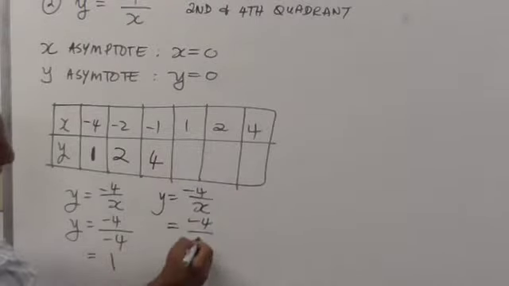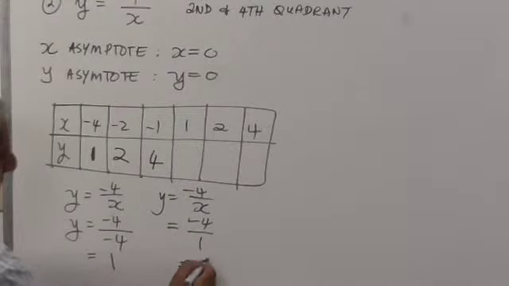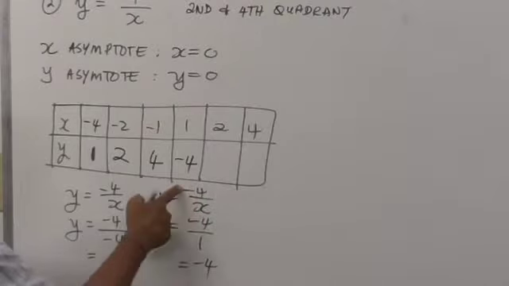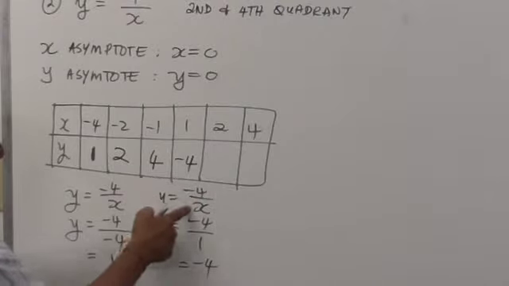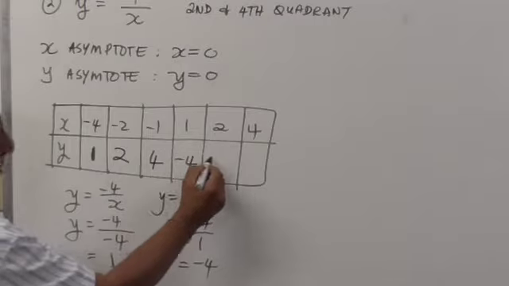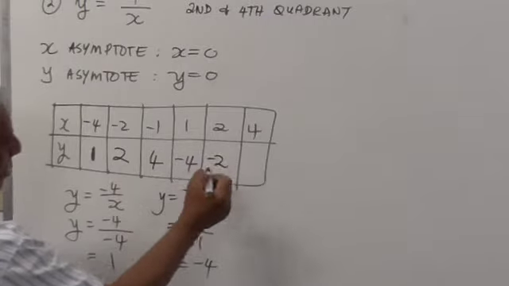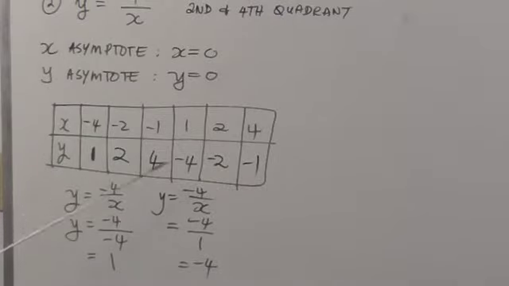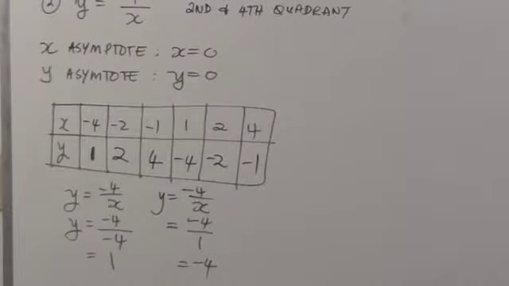Then you will take y is equal to minus 4 over x, and you're going to take minus 4 and divide it by 1. So you know this answer will be minus 4. You can even do that on the calculator. It will be minus 4. Minus 4 divided by 2 will give you negative 2. Minus 4 divided by 4 will give you negative 1. Now you've got your ordered pairs. We are ready to draw the graph.